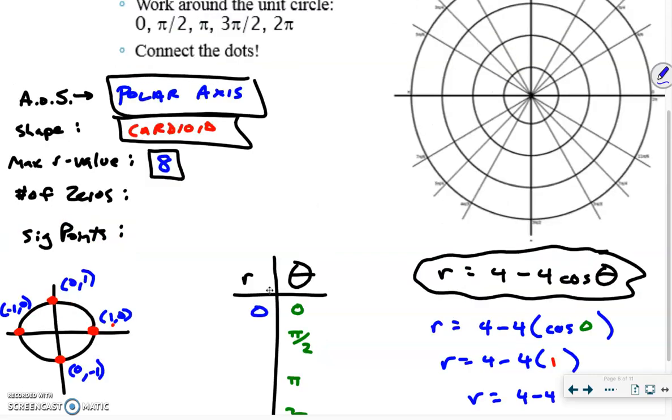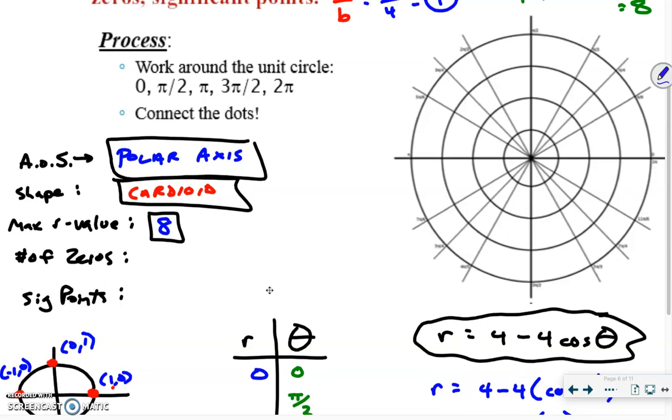So now we can go up and plot this point. Remember that when theta equals 0, we're talking about this line right here. Now, apparently I erased it inadvertently, but with the max r value of 8, we're going to go off this line.